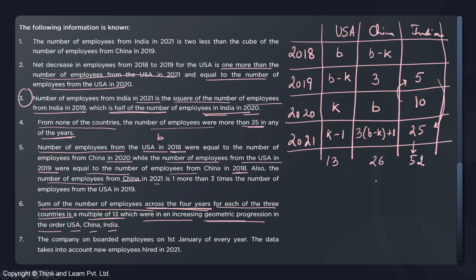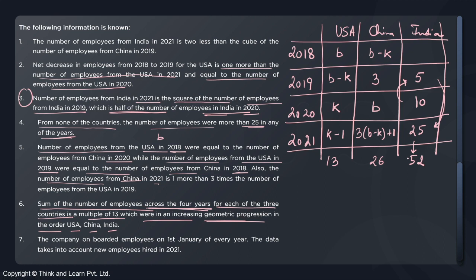Can I take any other multiple? Let us say I start with 26. They will become 26, 52, 104. But how can any country have 104 employees? No figure is more than 25. Even if I write 25 at all four places, the total would become 100. The only possibility is this only.